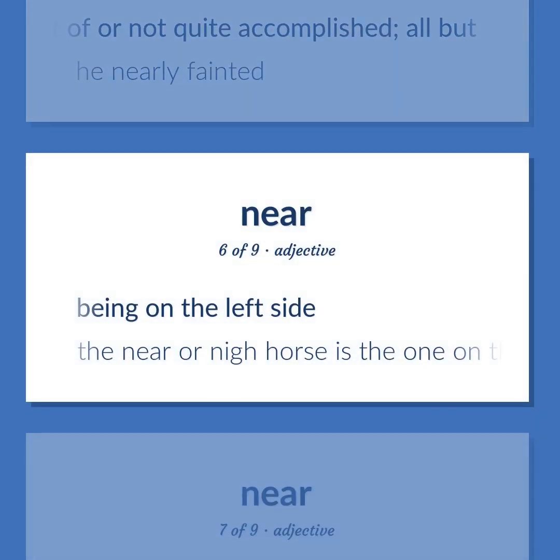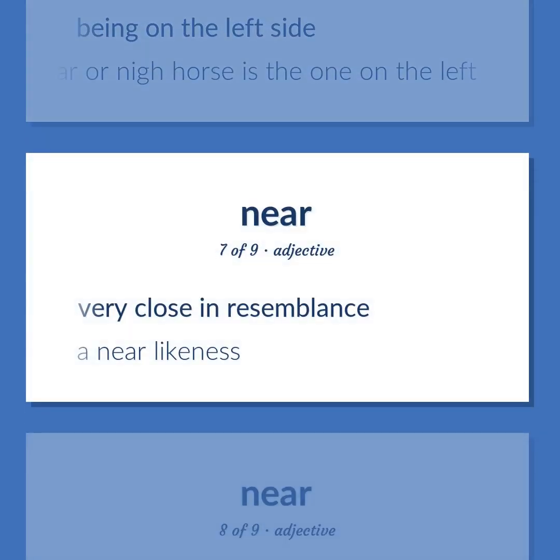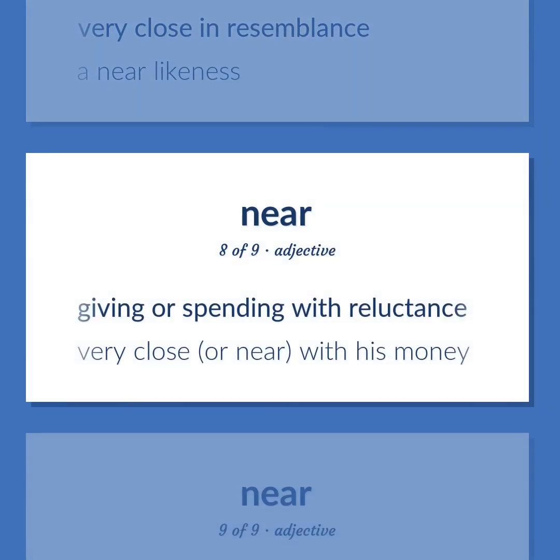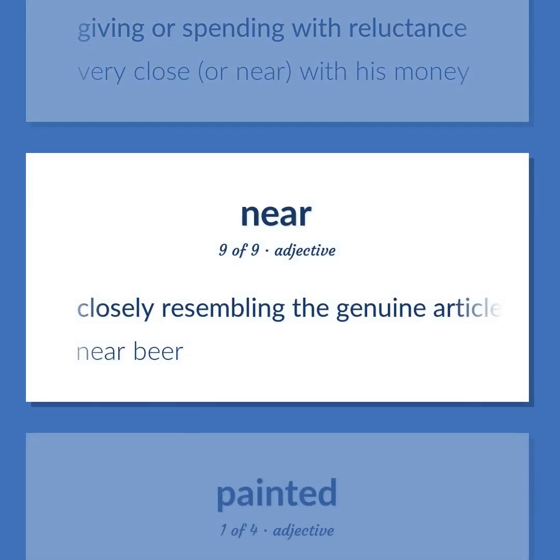Being on the left side. The near or nigh horse is the one on the left. Very close in resemblance. A near likeness. Giving or spending with reluctance. Very close, or near, with his money. Closely resembling the genuine article. Near beer.